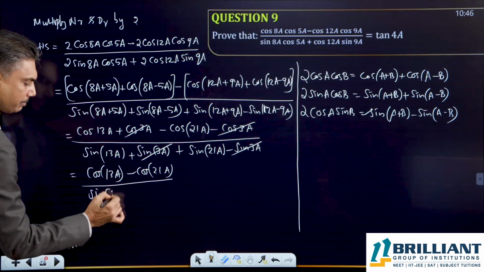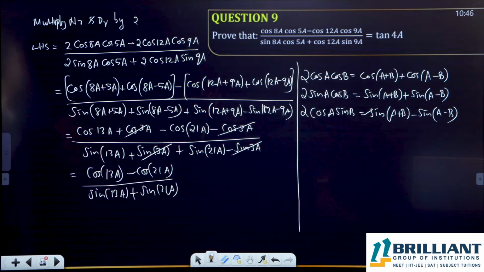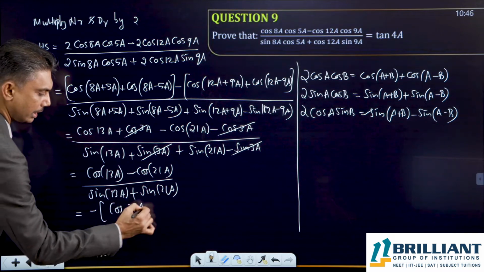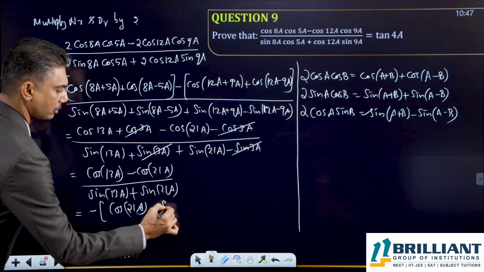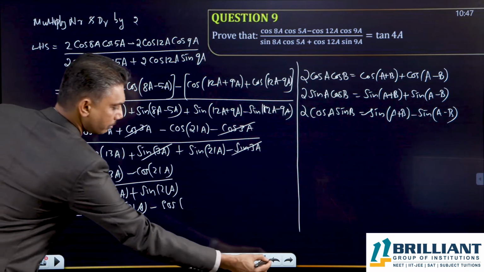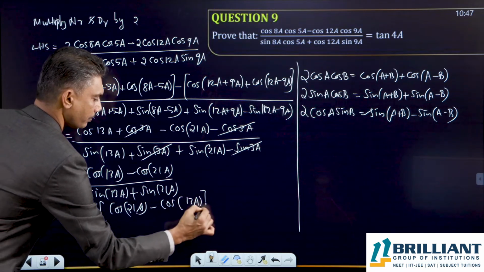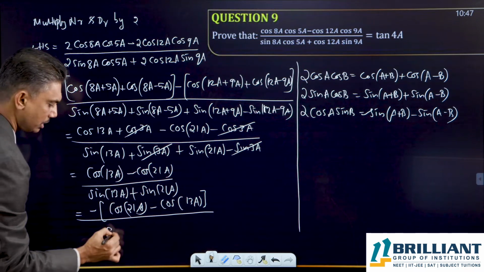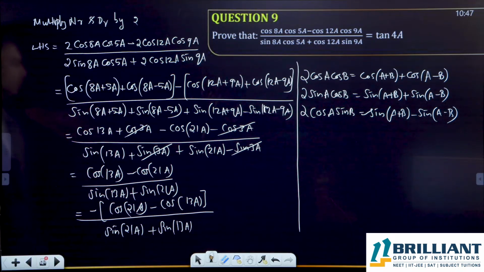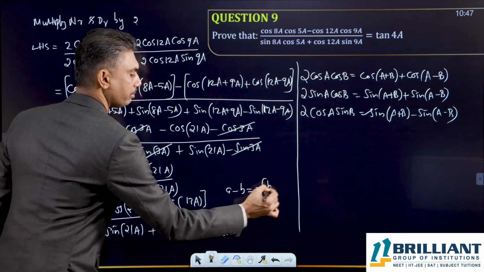sin 13A plus sin 21A. Now, I just rewrite this as minus; I can take common minus: cos 21A minus cos 13A by sin 21A plus sin 13A. I use one result here. A minus B is equal to what? I can take common minus of B minus A.